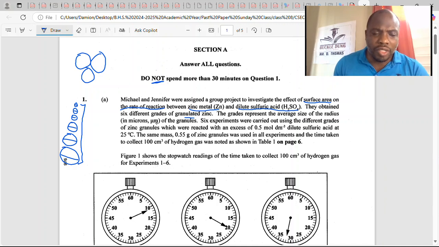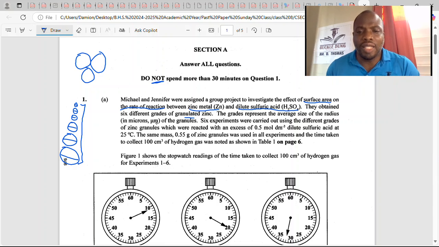So as you switch these, what you can be looking at is, a matter of fact, this did say it, and I should complete the question. But I just wanted to make you aware. So the 6 different granules. The grades represent the average size of the radius in microns of the granules. 6 experiments were carried out using different grades of zinc granules, which were reacted with an excess of 0.5 moles dm cube. What does that represent?